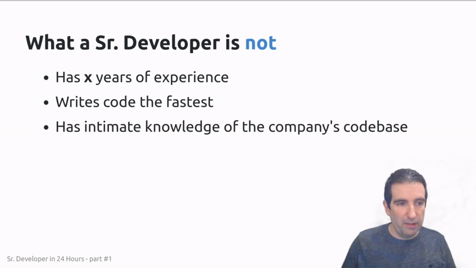A senior developer is not necessarily somebody that has intimate knowledge of the company's code base. Again, they might have been at a single company for a long time, they might have that knowledge, but also senior developers are a very desired role. So organizations tend to bring in senior developers a lot to be able to help them with a particular project. So a senior developer is somebody that should have the capability of going into an organization, being able to ingest a particular code base relatively quickly, and quickly providing value to that organization, even if they haven't been there for years.